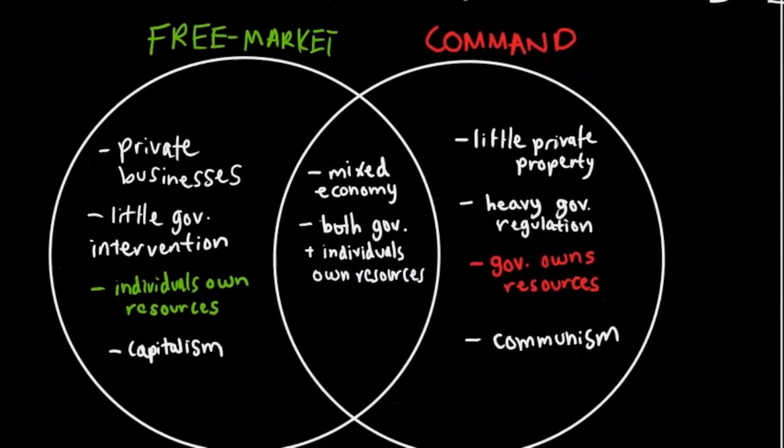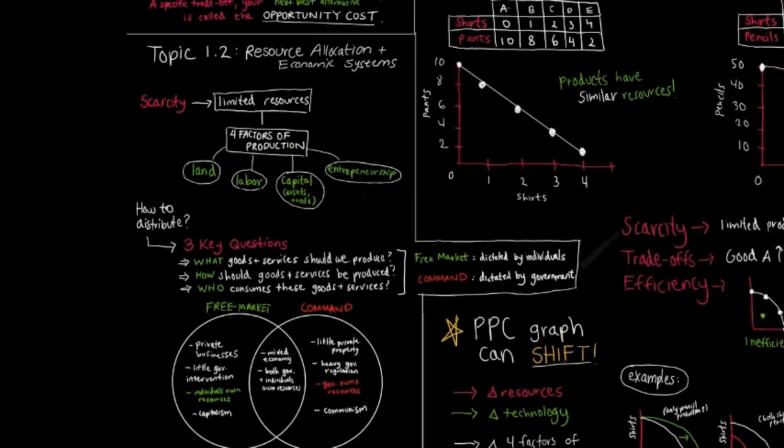So here's a nice Venn diagram that shows you the key differences between a free market and a command economy. So a free market economy, stuff like private businesses, little government intervention. So think capitalism, okay? And the key point here is that the individuals own the resources. When you talk about a command economy, talk about communism. It's not the exact same thing, but they go hand in hand. You got little private property, very heavy government regulation. Key important thing, government owns the resources. And you got some other economies that are like a mix between the two. Have a mix of government intervention and all that kind of stuff. Okay, just a balance overall.